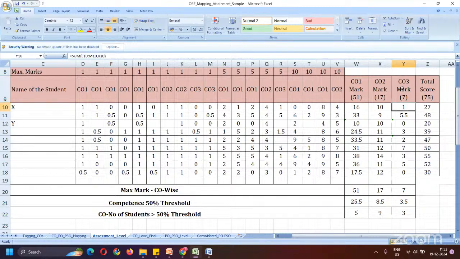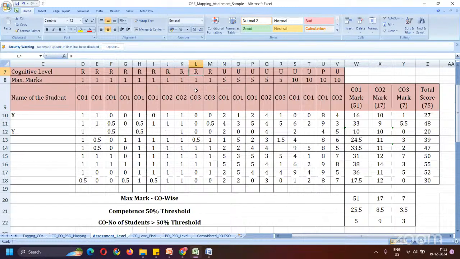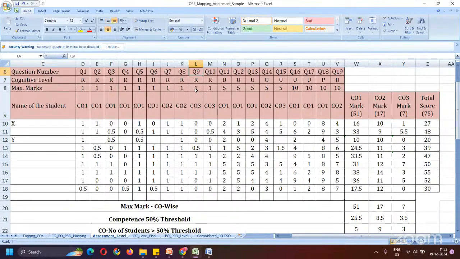Out of 7 marks, how many marks has each individual student scored? For this CO3, I'll be totaling only the marks of the CO3 questions. I have only 3 questions in my entire question paper contributing to CO3.